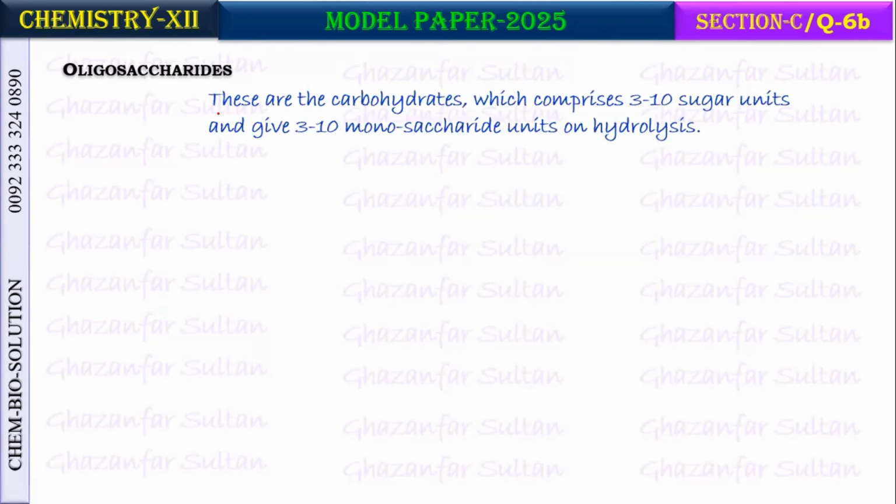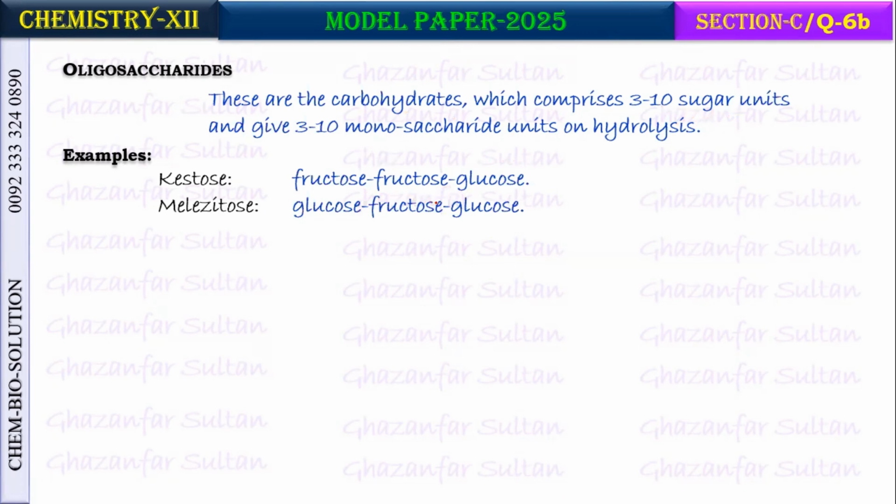The next class is the oligosaccharide. Oligosaccharides are the carbohydrates that comprise 3 to 10 sugar units. So it is understood that on hydrolysis, they yield 3 to 10 monosaccharide units. And we have two examples of the three monosaccharide unit containing oligosaccharide, although there are some more which contain 4, 5, or 7 monosaccharide units. So these are included in our book.